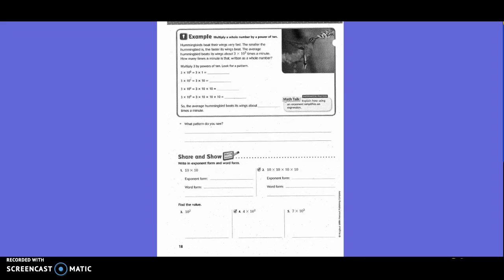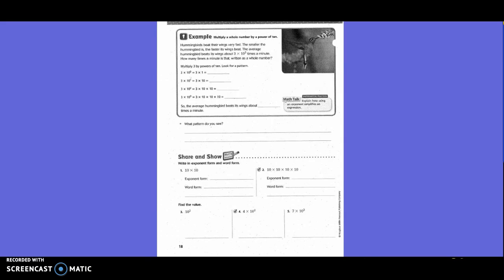Example, multiply a whole number by a power of 10. Hummingbirds beat their wings very fast. The smaller the hummingbird is, the faster the wings beat. The average hummingbird beats its wings about 3 times 10 to the 3rd power times a minute. How many times a minute is that written as a whole number?